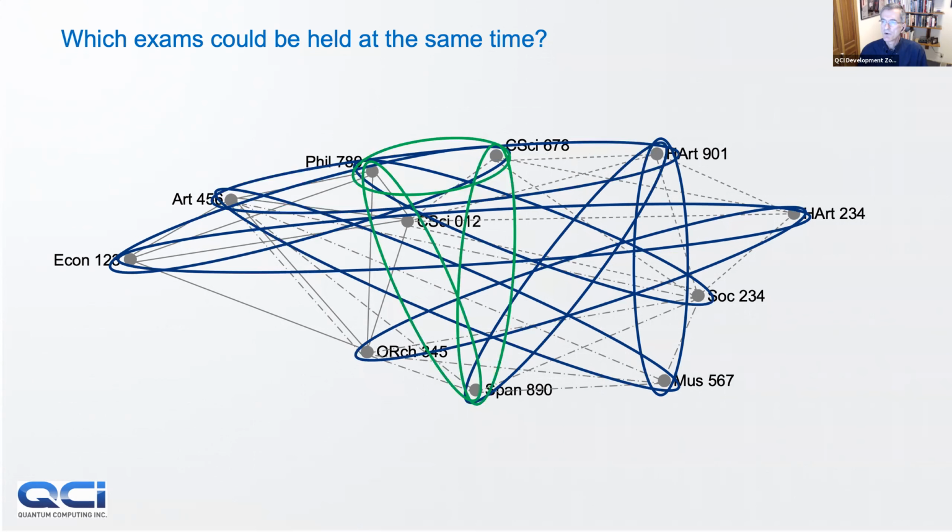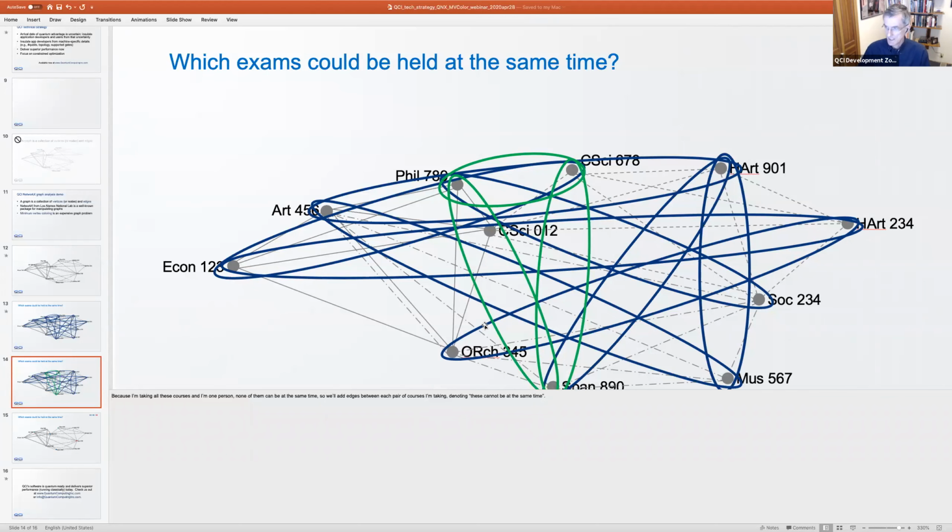And I will point out that there are even triples of classes that don't have any edges between them, don't have any students taking both of them. So it would be possible to hold all 3 of those exams at the same time. But clearly this is getting busy. This is not something that you want to solve by hand. So I'm going to jump out of this for a second.